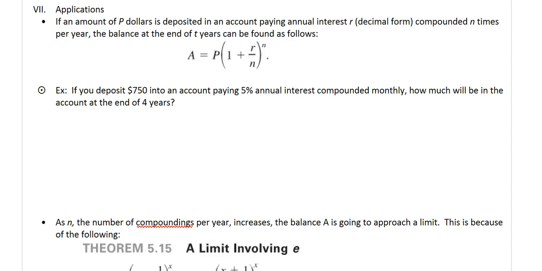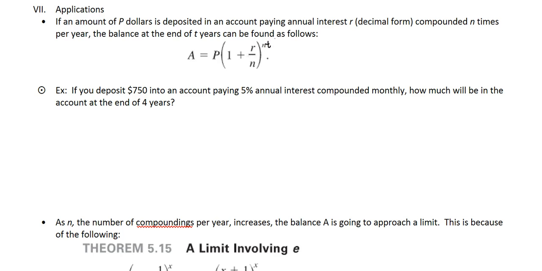This video will focus on applications of bases other than e. One of the most common ones is the compound interest formula. If you have P dollars deposited in an account paying annual interest R, which is in decimal form, compounded N times per year, the balance at the end of T years can be found by the formula A equals P times (1 plus R over N) to the NT power. There is a small typo there, NT.